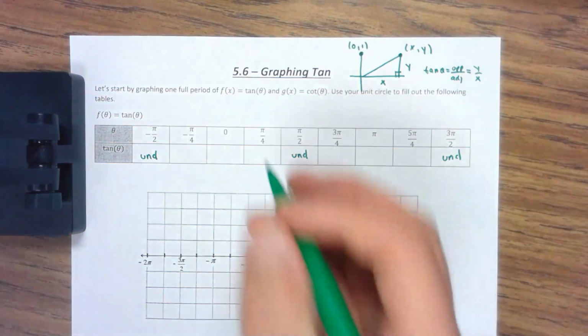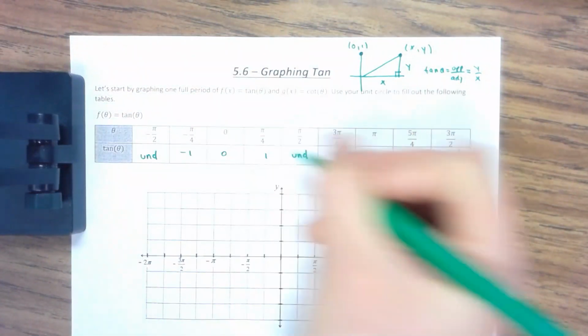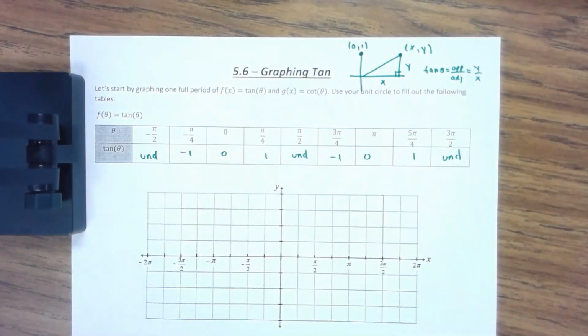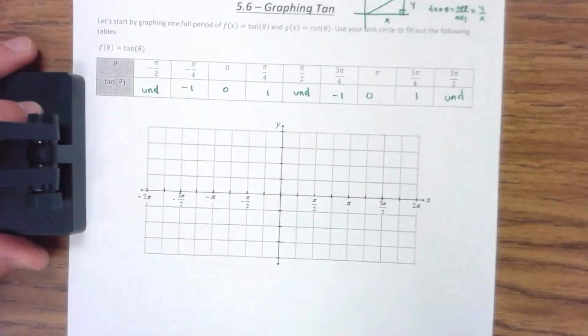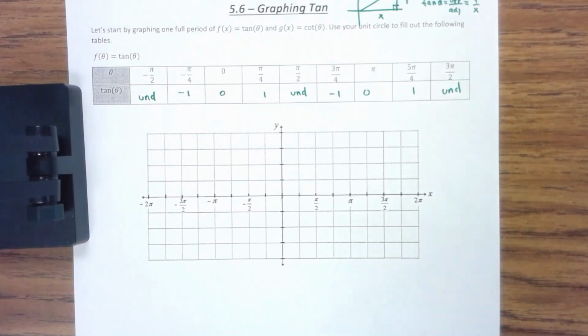All right, then your values in between, this is going to be 0. That should be negative 1, 1, negative 1, 0, 1. All right, so we're going to come up with basically a set of rules here for how we're going to graph this tangent function. Most of it's going to be based off of where our asymptotes are located. So that's the main focus for how we're going to graph tangent, is focus on the asymptote.